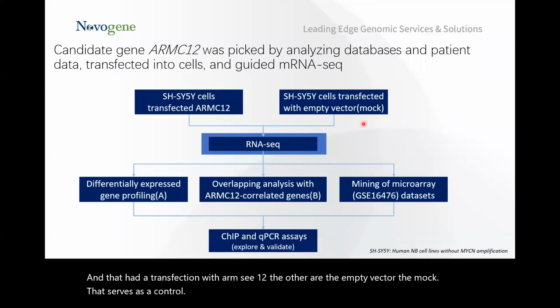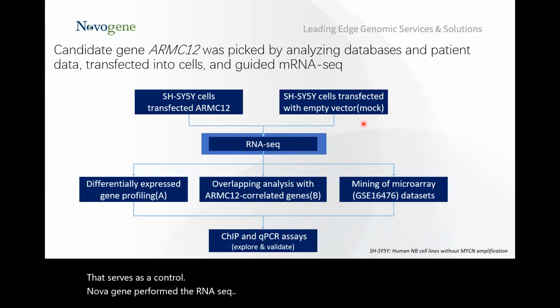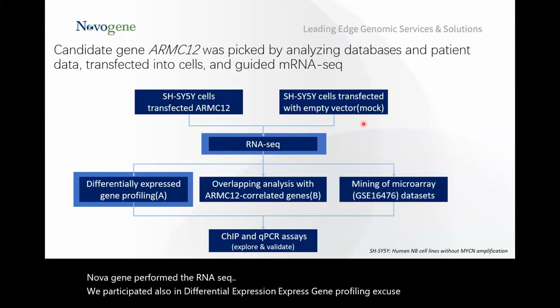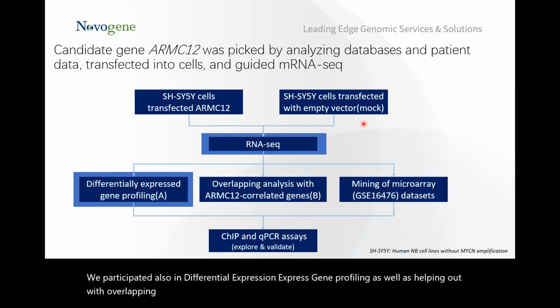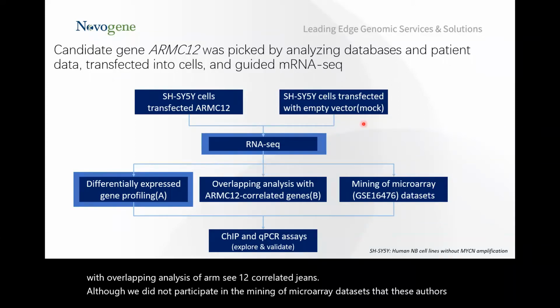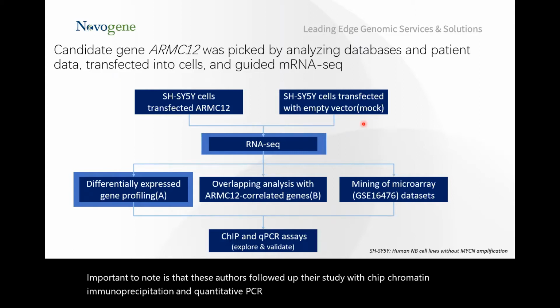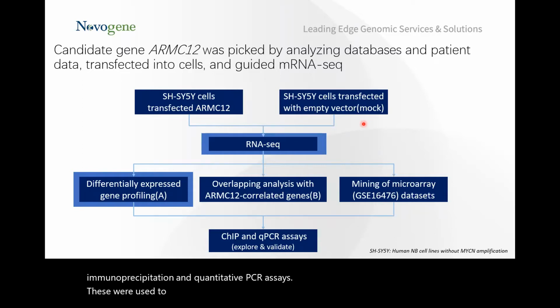Novogene performed the RNA-Seq. We participated also in differential expressed gene profiling, as well as helping out with overlapping analysis of ARMC12 correlated genes, although we did not participate in the mining of microarray datasets that these authors engaged in. Important to note is that these authors followed up their study with ChIP, chromatin immunoprecipitation, and quantitative PCR assays. These were used to explore the data further and to validate the findings from mRNA-Seq.